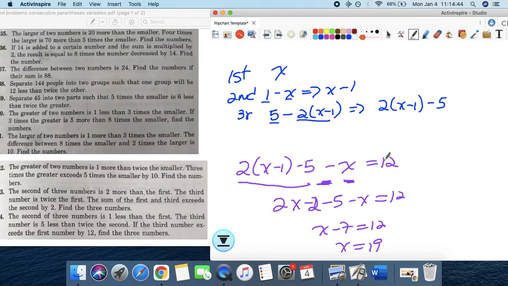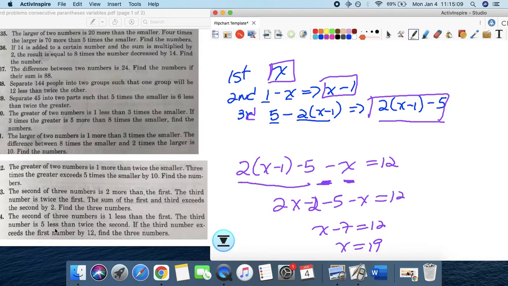So I just want to double check this question. The second of three numbers is one less than the first. That's x minus 1. Good. The third number is 5 less than twice the second. We switch position. We get 2x minus 1 minus 5. So this whole thing is the third number. Okay? That's my third number, my second number, and my first number.